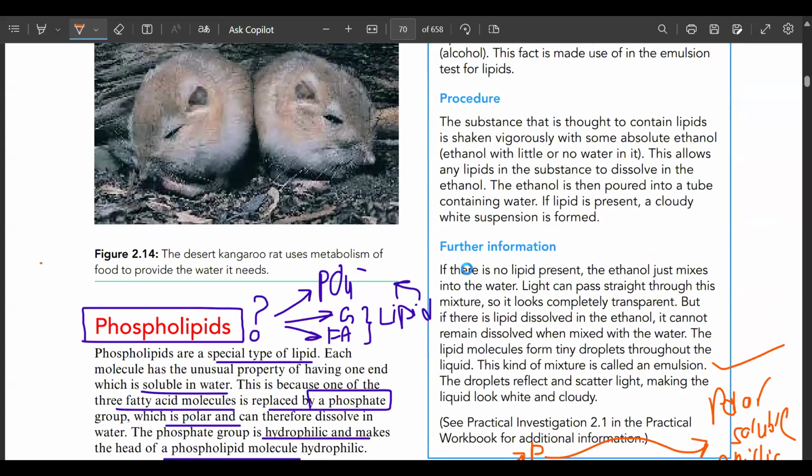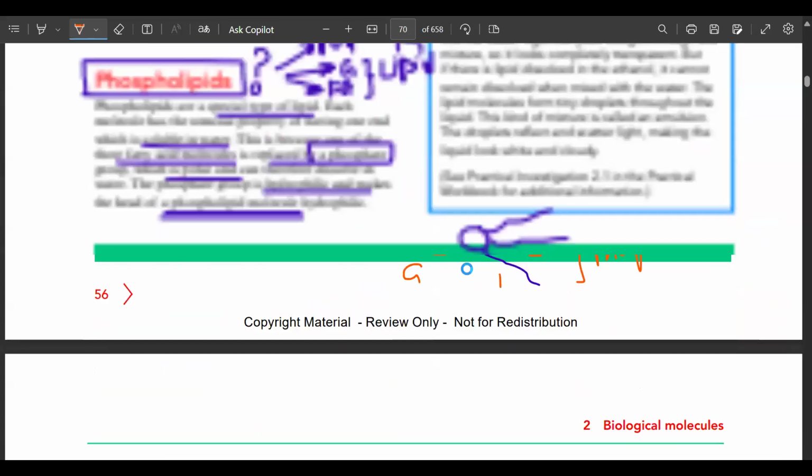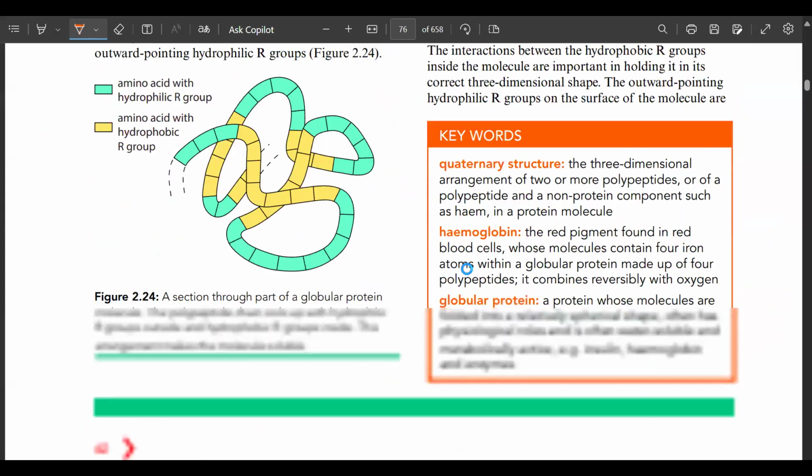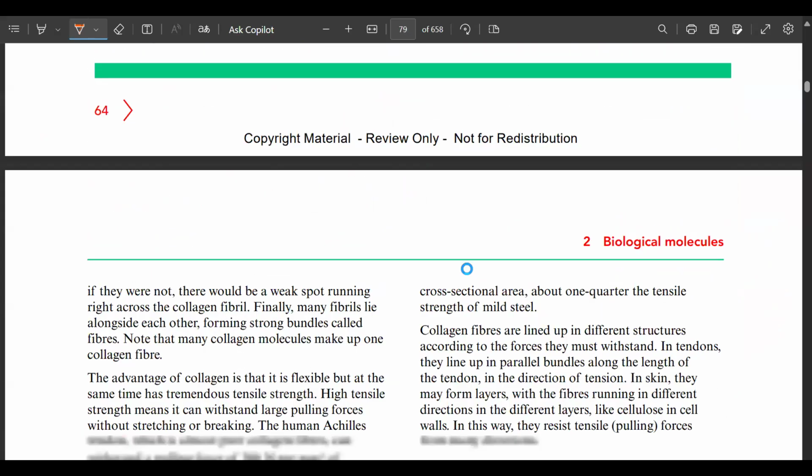Alright, phospholipids का भी समझ आ गया? Yes. ठीक है. So let me show you one thing. उसके बाद कुछ past papers questions भी we'll do them as well.